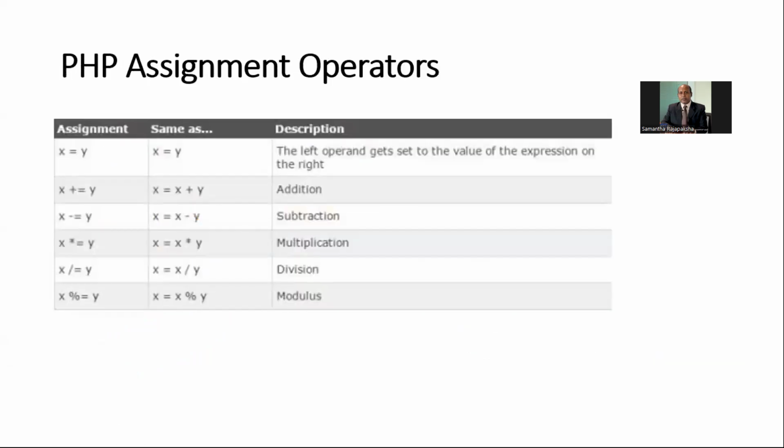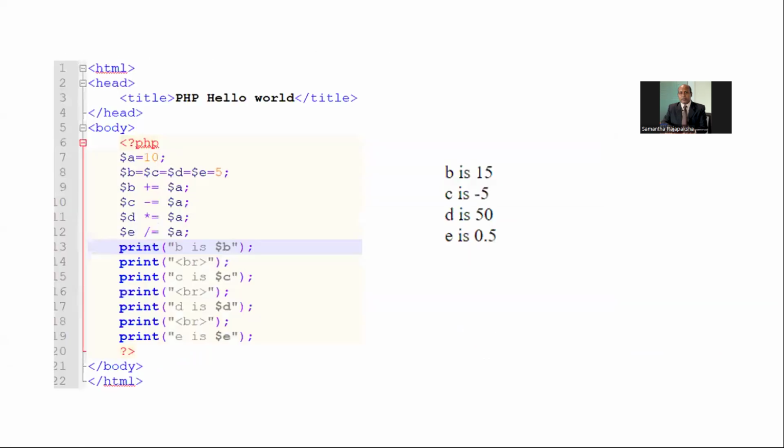Then these are some PHP assignment operators. First one is for assigning the value. Then the next one is x equals x plus y. The next one is x equals x minus y, and x equals x into y, x equals x divided by y, x equals x remainder by y. Like that, you can write these shortcuts when you're working with mathematical operators.